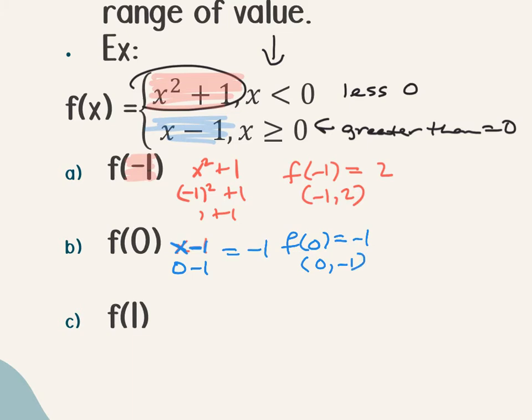Now I have x equals 1, and again I'm going to use the same equation. x minus 1, plug in 1, and I get 0. So f of 1 equals 0, and again the coordinate is 1, 0.